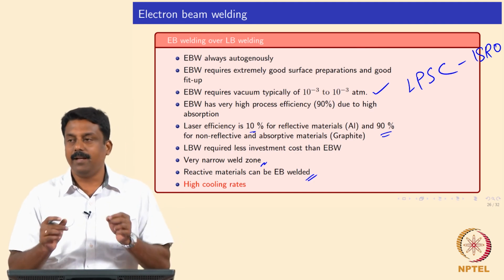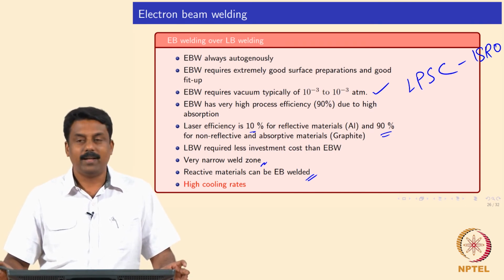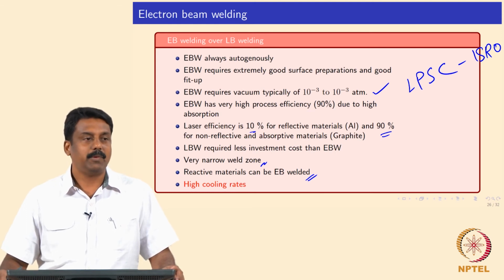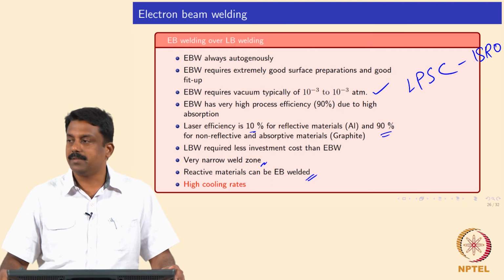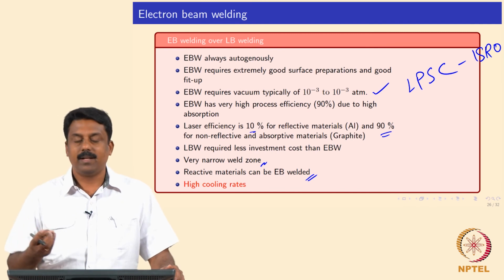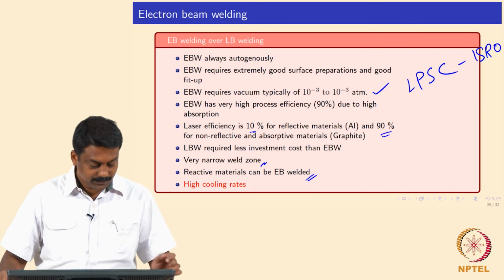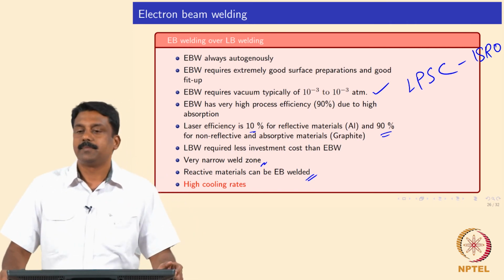And because of a very narrow weld zone, the cooling rates can be very high. Okay. Cooling rates can go up to 10,000 Kelvin per second, even higher. So, when you have a material which has a history of phase transformation, especially low carbon steel for example, you will end up getting a very fine martensitic microstructure. Okay. And that may lead to cracking.